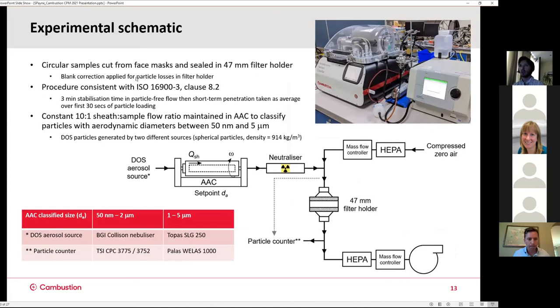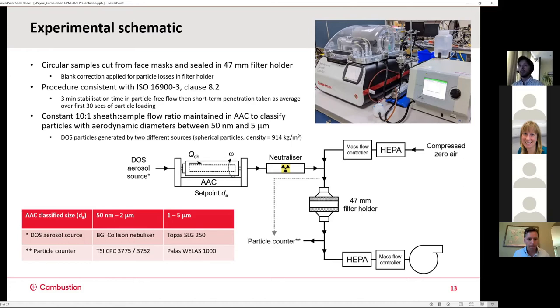So here's the procedure for the filter penetration experiment. Circular samples were cut from the mask and sealed in a 47mm diameter filter holder. A blank correction was applied, so particle losses were characterized in the filter holder without the face mask samples. That was largely negligible, apart from the largest particles at the highest face velocities, where there was a little impaction loss in the support grid. The procedure is consistent with ISO 16900. So there's a 3-minute stabilization time in particle free flow, and then the short-term penetration takes an average over the first 30 seconds of particle loading.